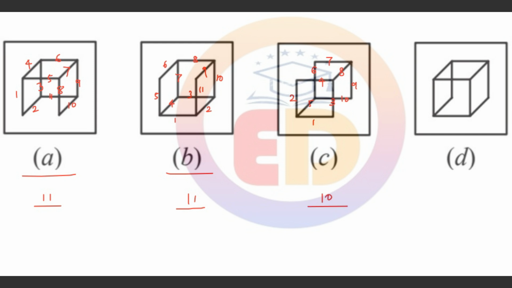And in the fourth figure, 1, 2, 3, 4, 5, 6, 7, 8, 9, 10 and 11. So in the fourth figure also we have 11 lines. So we see that in the third shape there are 10 lines, and that's our answer here. The classification was done based on the number of lines in each figure.